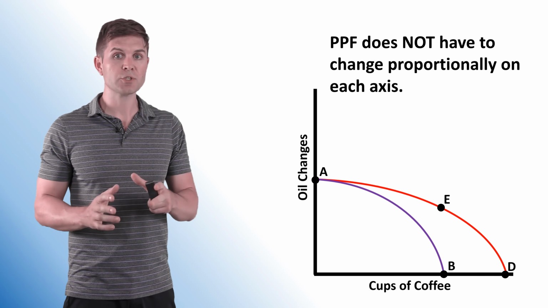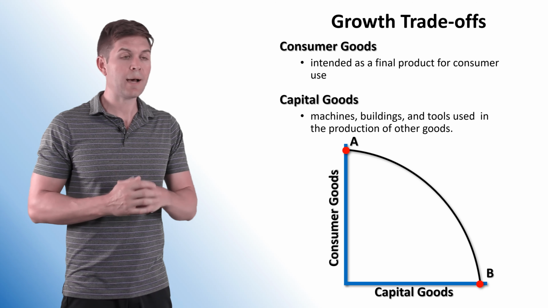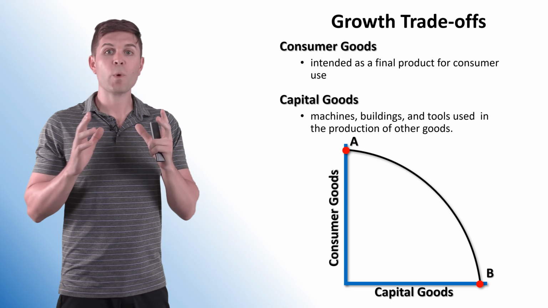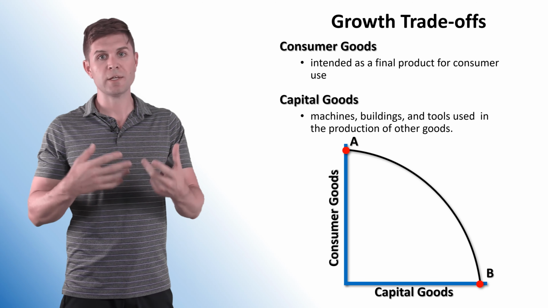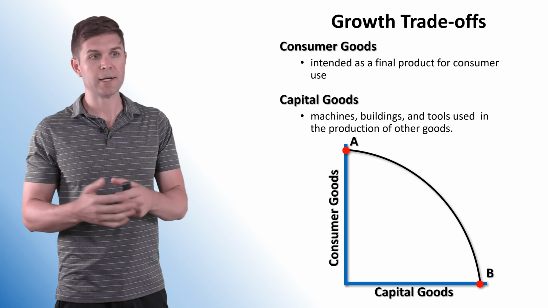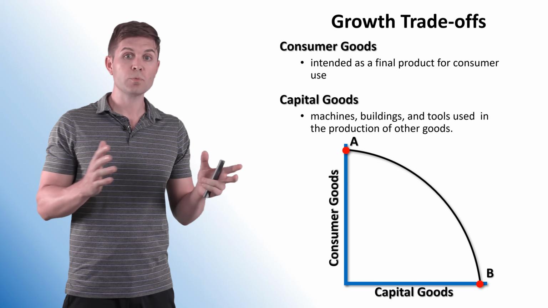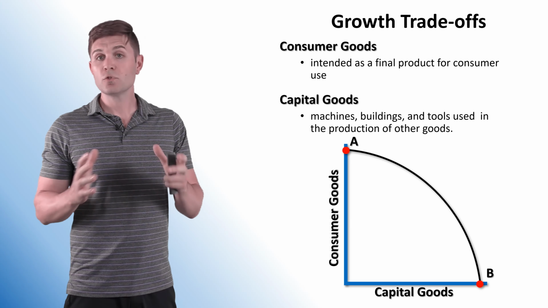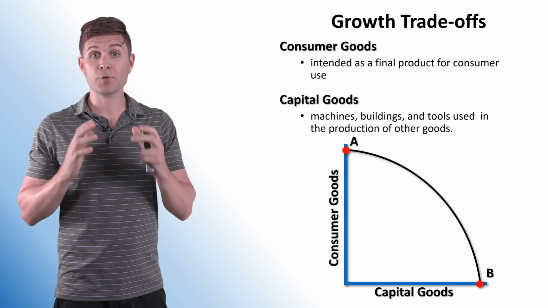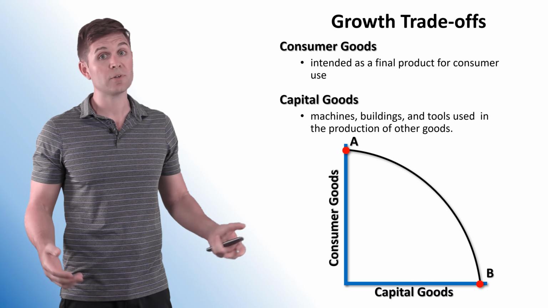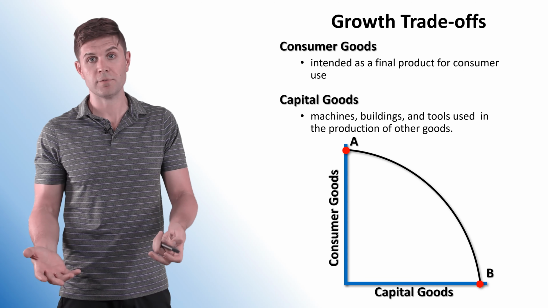All right, now, one more thing before we're done with this topic. There are trade-offs when it comes to growth. And this is a question that commonly pops up on an exam. It has to do with consumer goods and capital goods. Consumer goods are intended as a final product for use by consumers, while capital goods are used in the production of other goods and services.